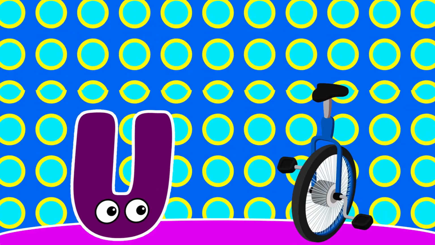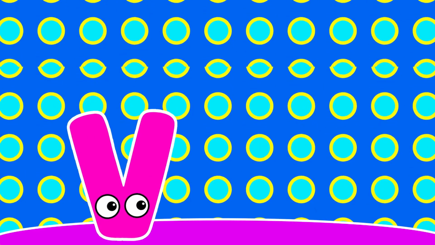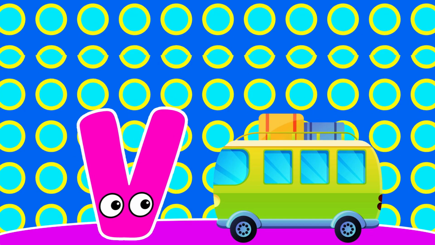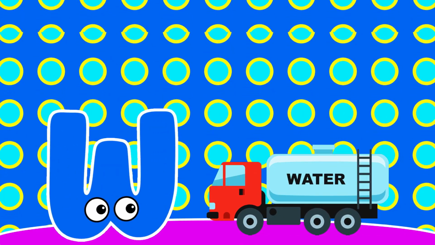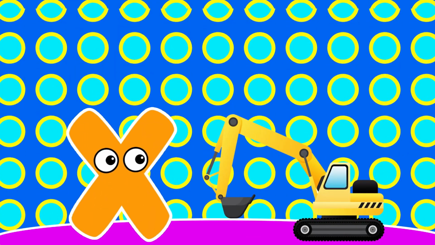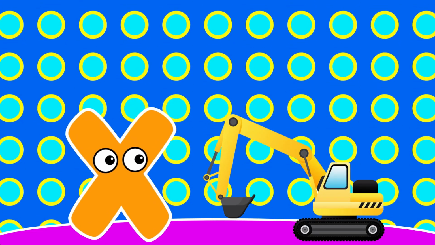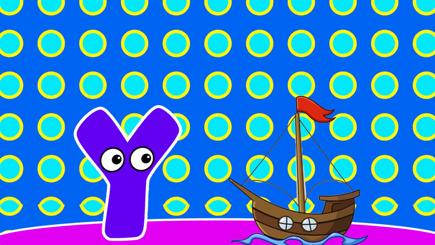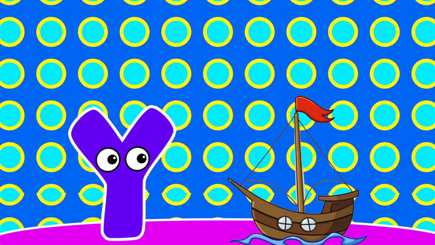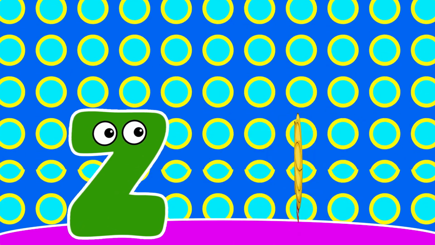U is for unicycle. U, u, unicycle. V is for van. V, v, van. W is for water tanker truck. W, w, water tanker truck. X is excavator. X, x, excavator. Y is yacht. Y, y, yacht. Z is for zeppelin. Z, z, zeppelin.